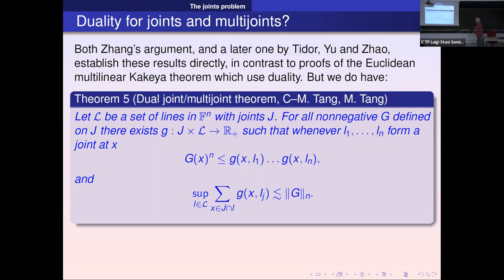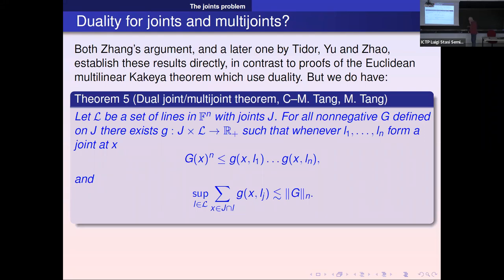So we managed to prove that the formal analog of Guth's theorem in the discrete setting holds, but of course we don't have any of his tools. We didn't have anything to do with the Borsuk-Ulam theorem; we had to prove things by very, very different methods. So the proof by Michael Tang was done by a very careful understanding of the arguments of Tidor, Yu, and Zhao. And the proof that Michael and I did together was we took the result of Zhang and we applied the duality theorem to it. So that was kind of a cheat, if you like.